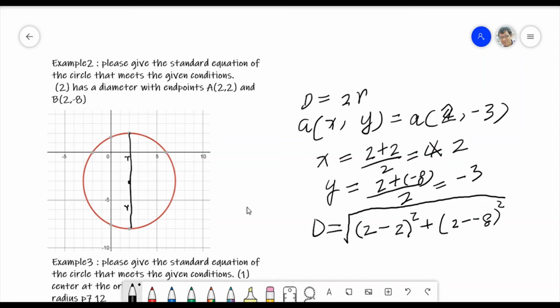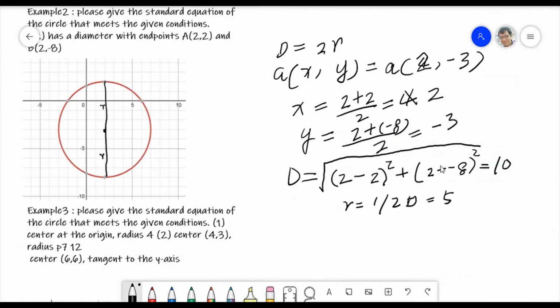So let's see, 2 minus 2 is 0. And 2 minus minus 8 is plus, so it's 10. 10 squared and then square root, definitely still 10. Then R is 1/2 of D, so 5. So now we already have the center, we already have the radius. So this question we can solve already, right?